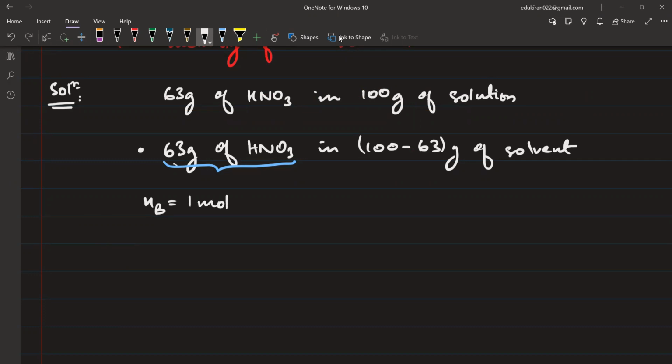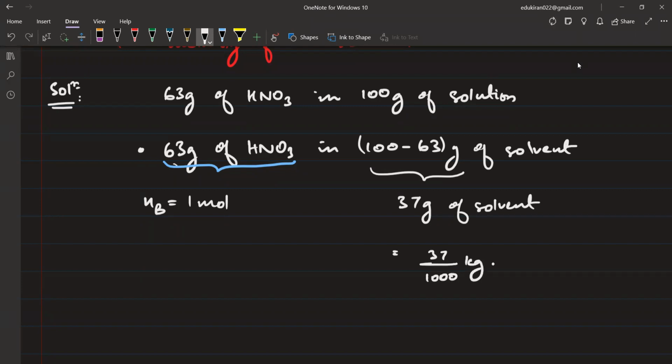हाँ, 1 mole. All of you got 1 mole. Fatima and Iram, 1 mole. Yes. Okay, fine, great. And this is how many grams? 37 grams of solvent, right? And please remember, we have to convert this into kg because molality requires the mass of solvent in kg. So this will be equal to how much? 37 by 1000 kg of solvent.